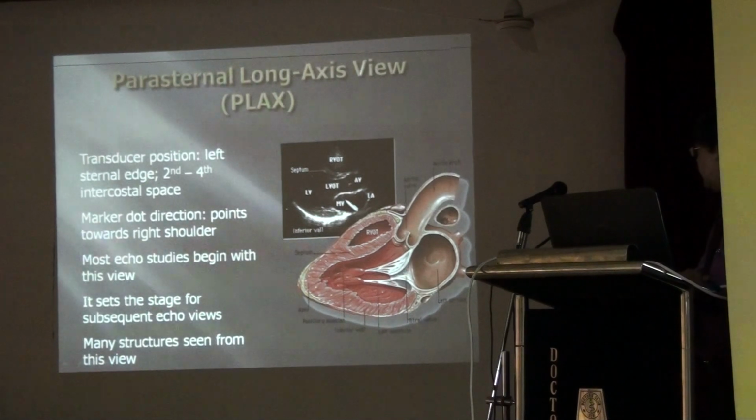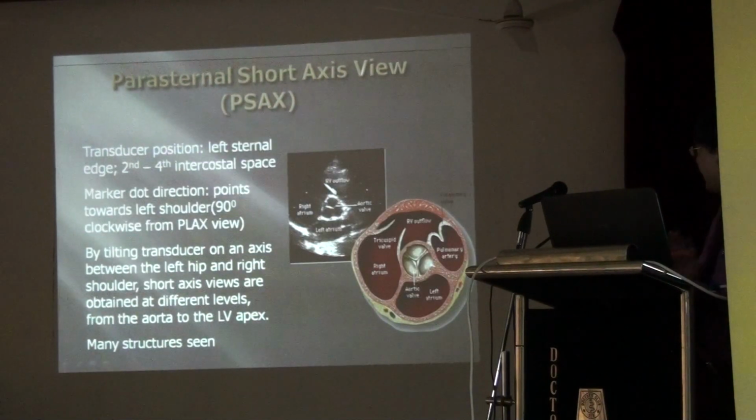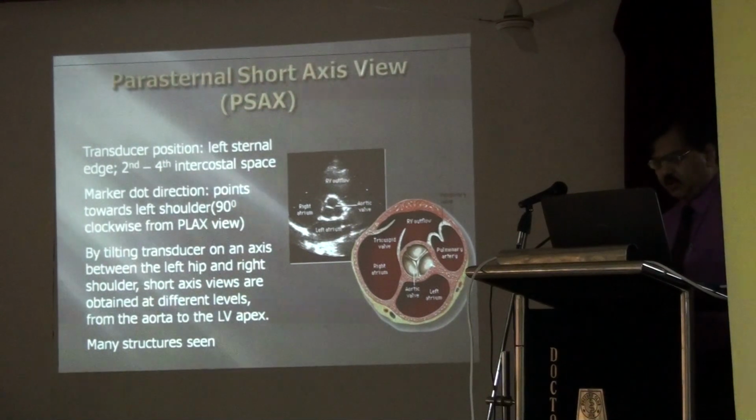This is your LA. Then immediately we see this is the LV. Next view is the short axis view. When we are seeing the parasternal long axis view, then the short axis view, we can see the various pictures.